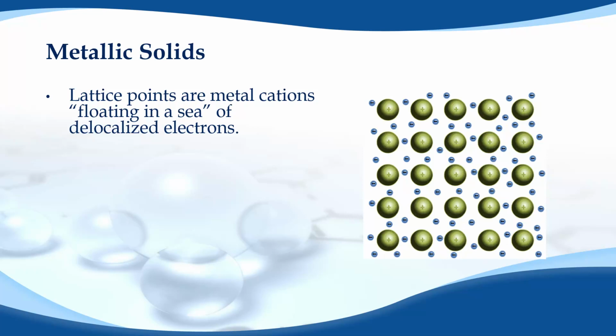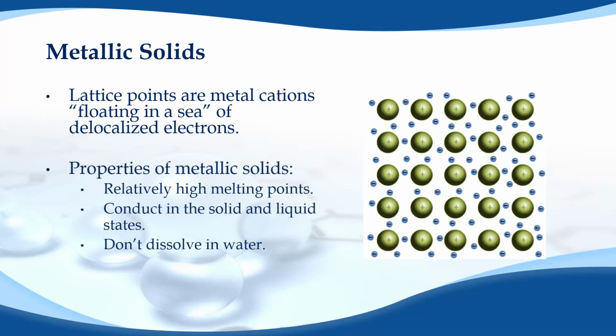Now that gives us some unique properties, right? Metallic solids, most of them have relatively high melting points. There are always a couple of exceptions, for example, like mercury, which is a liquid at room temperature. Metallic substances will always conduct in the solid state and in the liquid state, right? So if I had copper, solid copper conducts. It's the reason why we use it in electrical wiring. If I melt the solid copper and turn it into liquid, it will also conduct.